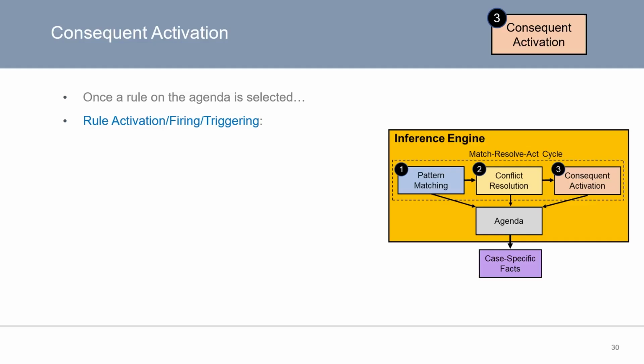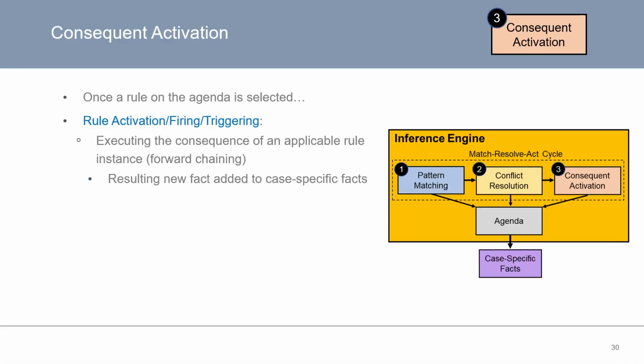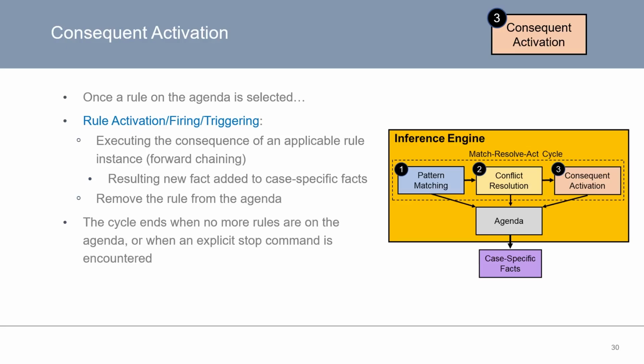So now, once a rule on the agenda is selected, consequent activation is basically where we activate, fire, or trigger the rule. If we're doing forward chaining, we're executing the consequent of an applicable rule, and this results in a new fact being added to our case-specific facts. Once this is done, we can remove the rule from the agenda, since we don't have to deal with it any further. And the entire cycle of the inference engine ends when no more rules are in the agenda, or when there's some explicit stop command that's given to the system.